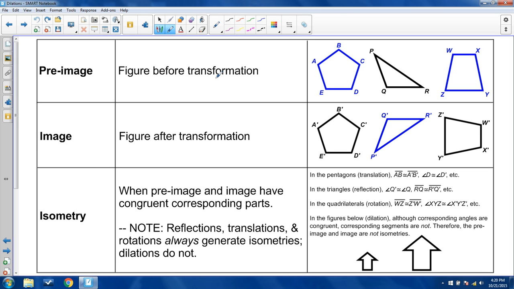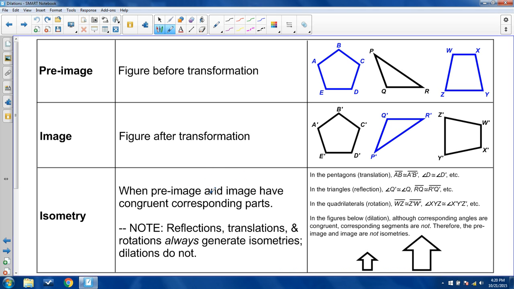Preimage is a figure before transformation, so if these three were your original figures before some sort of transformation took place, such as this one's translation, moving these points down, reflections, going across some sort of axis of symmetry, such as this, and rotations, taking everything and moving them downward, like X goes there, and I said I wouldn't talk about it, now I'm talking about it. The idea, though, is that nothing is truly changing about the congruency of the corresponding parts. Angle A and angle A prime are both congruent. Segment CD and segment C prime D prime are congruent, etc. These are called isometries, when pre-image and image have congruent corresponding parts.